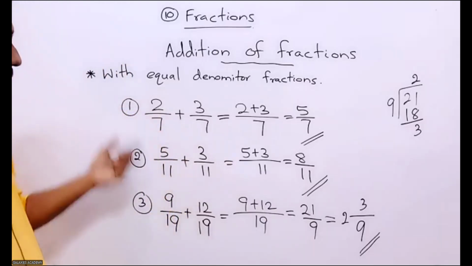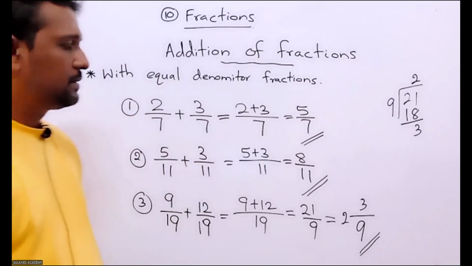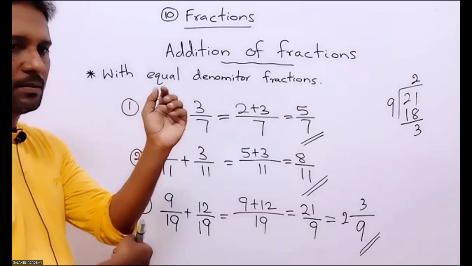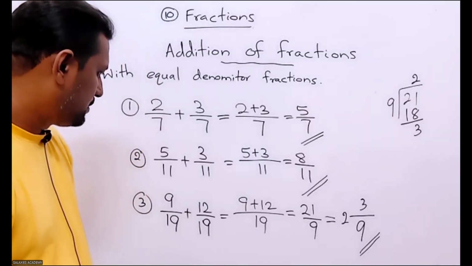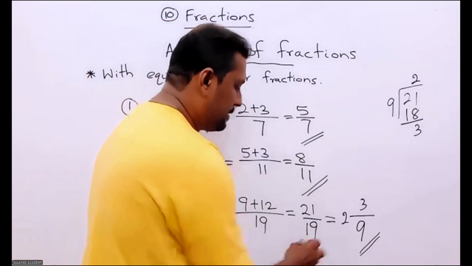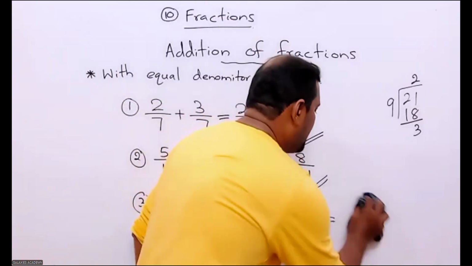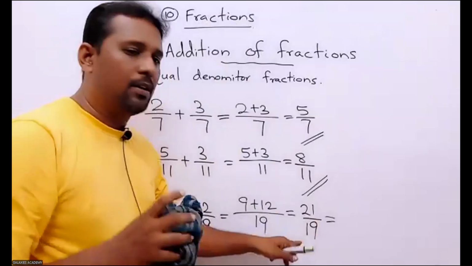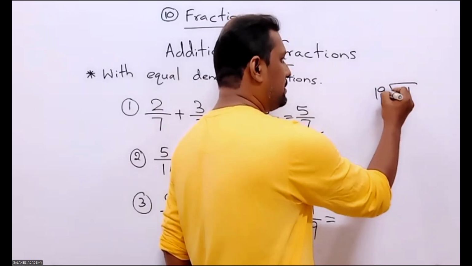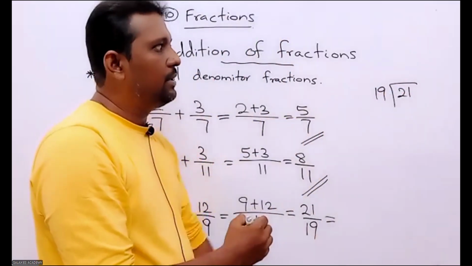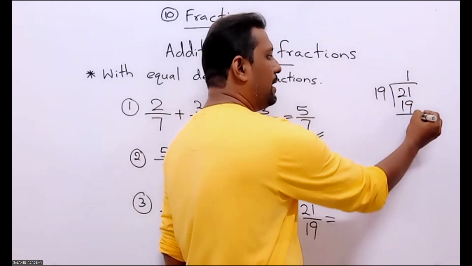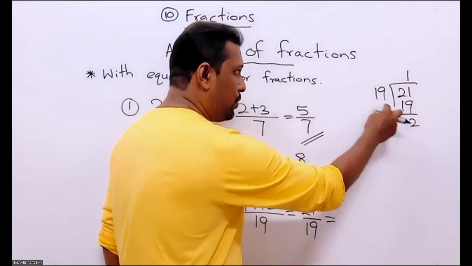Okay, quickly write down these examples in your book. Here it is 19, no? Okay, 19. 21 over 19 is also an improper fraction. So you have to convert 21 by dividing by 19. 21 divided by 19, 1. 1 times 19, 19. Remaining 2. So the answer is 1, 2 over 19.